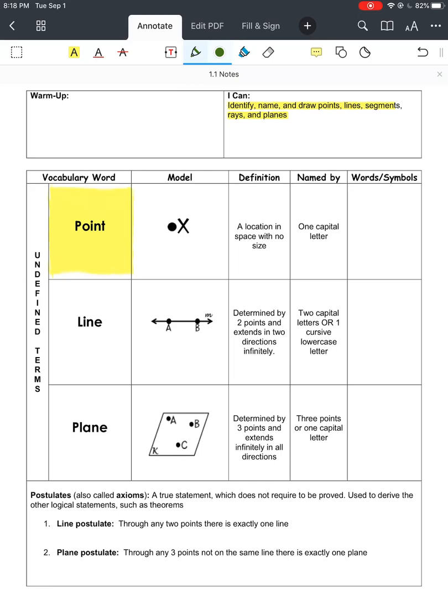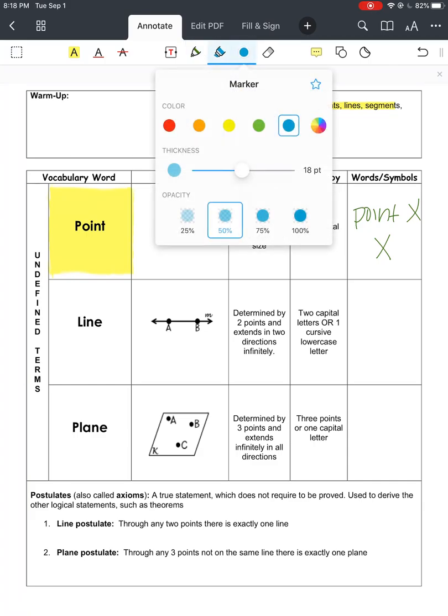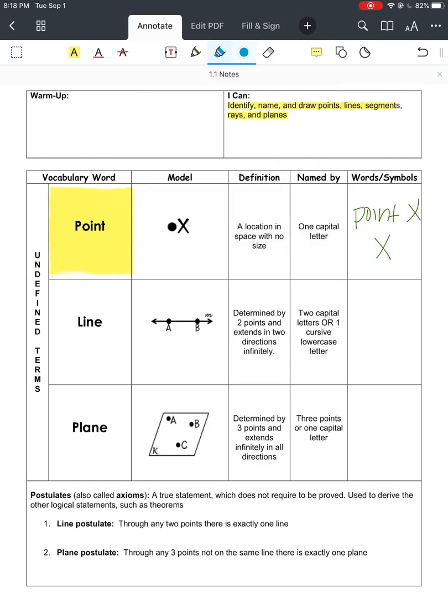Naming things is going to become really important later on because we have to know how to talk about it. So here we have a dot X, so we can just call it point X or just the letter X, always a capital letter. And again, it's just a single location in space, no shape, no size. Now, if we have 2 points, for example, here we have point A and point B.